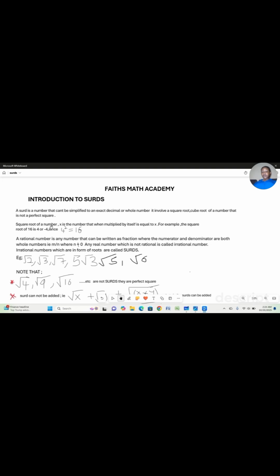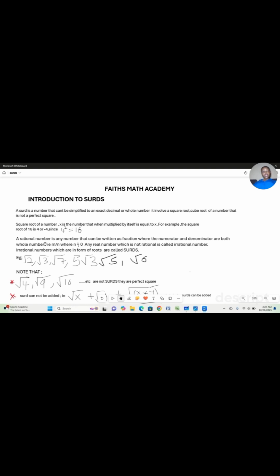A square root of a number x is the number that when multiplied by itself equals x. For example, the square root of 16 is 4 or minus 4, since 4 times 4 is going to give you what? 16. The square root of a number y is the number that when multiplied by itself gives you y. Square root of 9 is 3 because 3 times 3 is going to give you what?